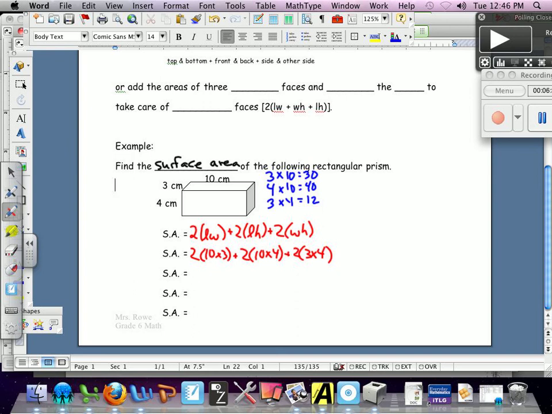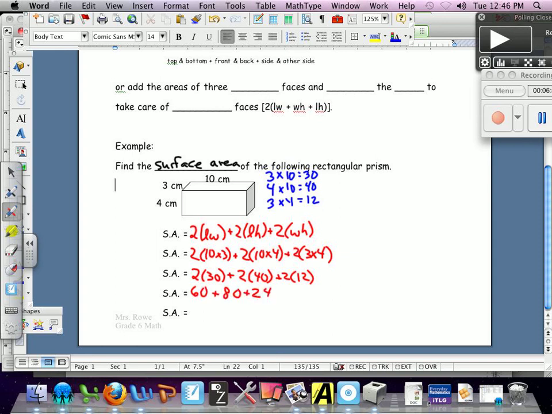So I have 2 faces that are each 30, and I have 2 faces that are each 40, and I have 2 faces that are each 12. That means I'm going to have 60, 80, and 24 that I have to combine.